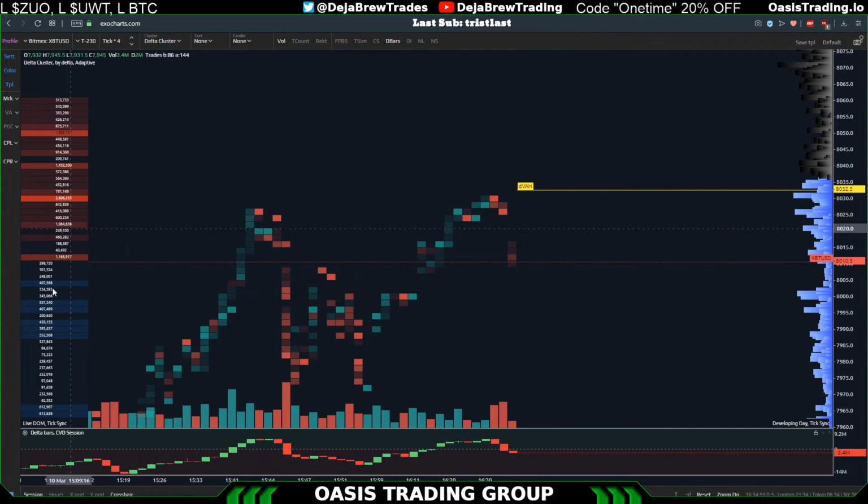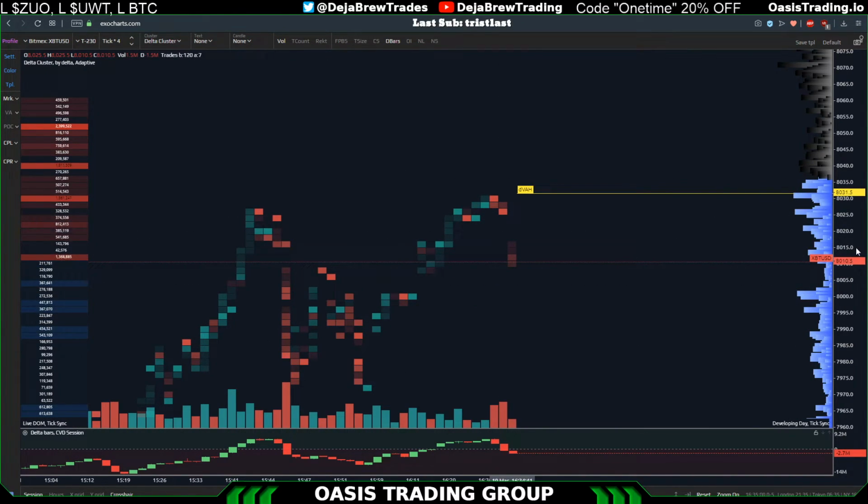Do you guys see what I mean? Did you guys see what happened on the left side? The buyers get very weak. Look at what's happening. The thick red is pushing the buyers down. There is no thick blue to protect the price.